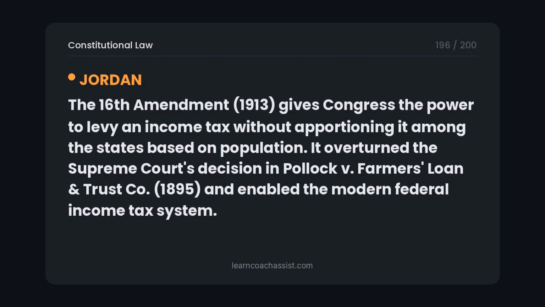What is the 16th Amendment? The 16th Amendment, 1913, gives Congress the power to levy an income tax without apportioning it among the states based on population. It overturned the Supreme Court's decision in Pollock v. Farmers Loan and Trust Company, 1895, and enabled the modern federal income tax system.